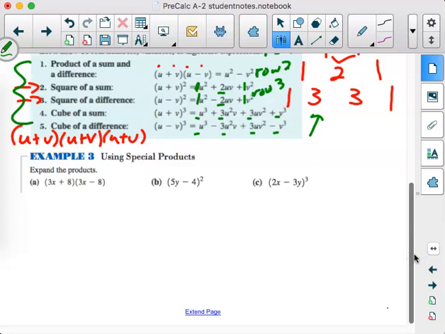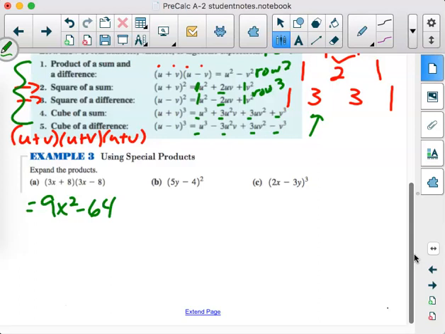So when we're using special products, this first one says expand the products. You don't want to automatically do FOIL. You want to stop and analyze and say, oh, this one has a plus and this one has a minus. I don't need to bother with outside times outside and inside times inside. I'll do first times first and last times last and get 9x squared minus 64.